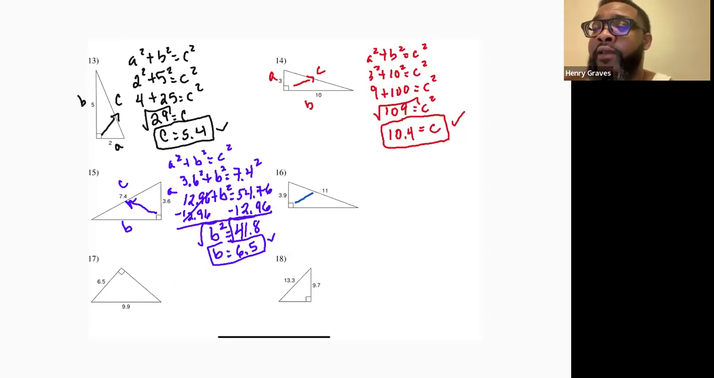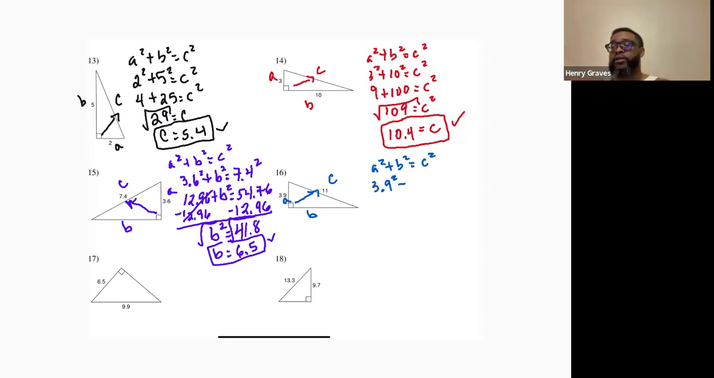All right, on number 16, again, the side directly across is my C, making this my A and this my B. On 16, I use different colors so y'all can follow along. So I have A squared plus B squared equals C squared. A is 3.9 to the second power. I don't know what the B is, but I know the C is 11 squared. Now I know 11 squared is 121. How do I know this? Mental math and number sense. 3.9 squared is 15.21.